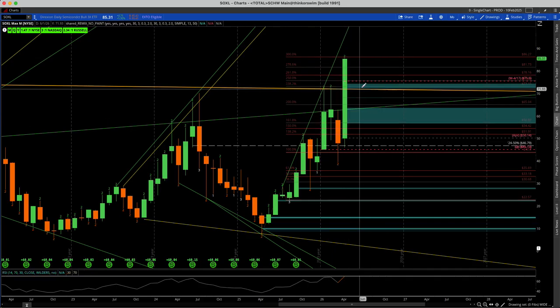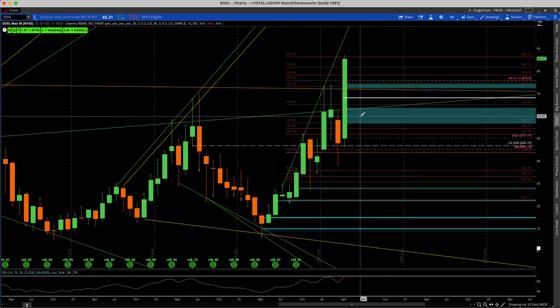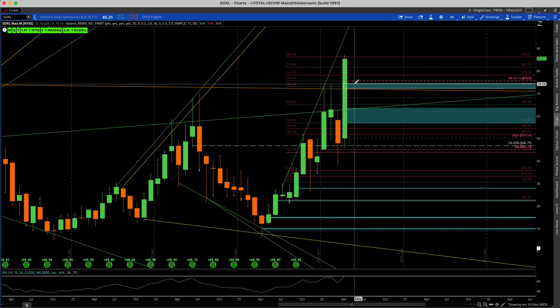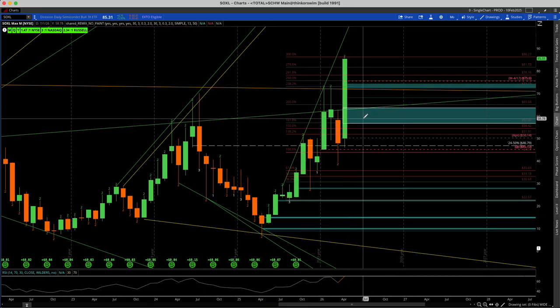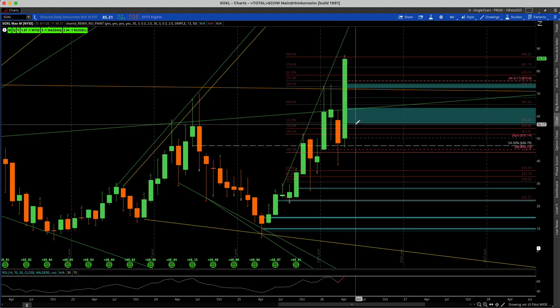Just a couple of things of note. There's 1, 2, 3 gaps that have been left here in this push. So, the pullback could be pretty violent if we're going to fill those gaps.